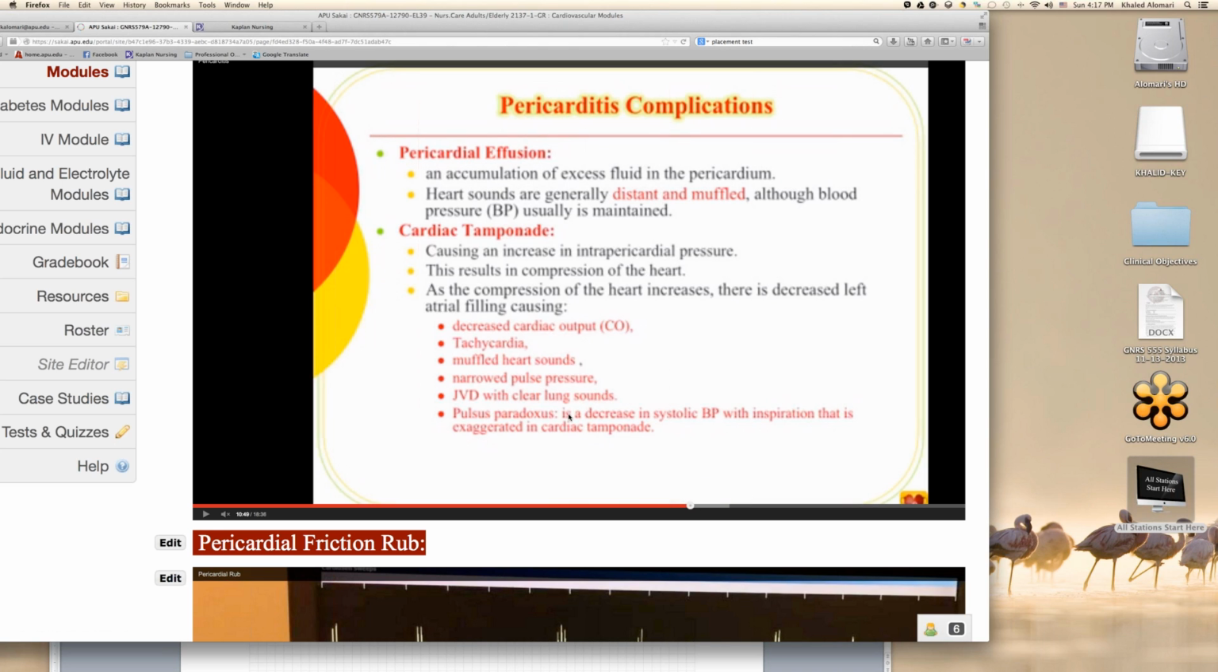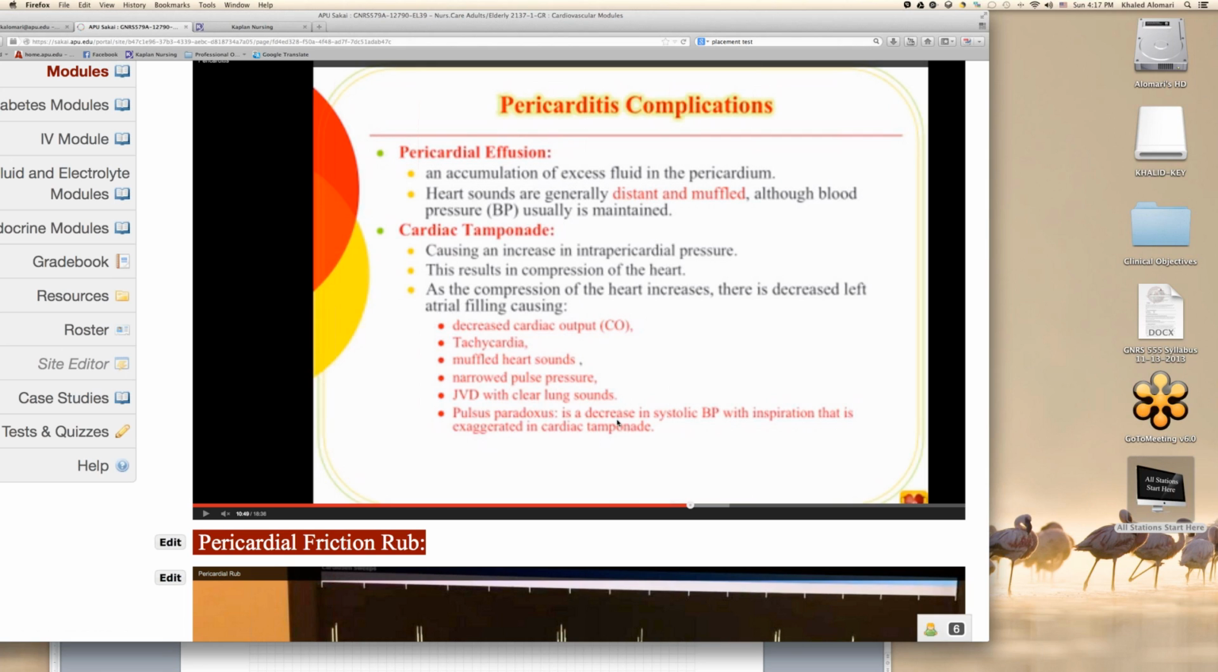Okay, and we talked about the pulsus paradoxus. We explained that basically it is a difference between systolic pressure during inspiration and systolic pressure during expiration. But we say that this difference becomes higher when you add more restriction.